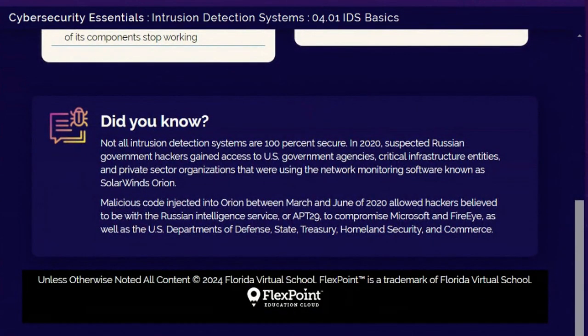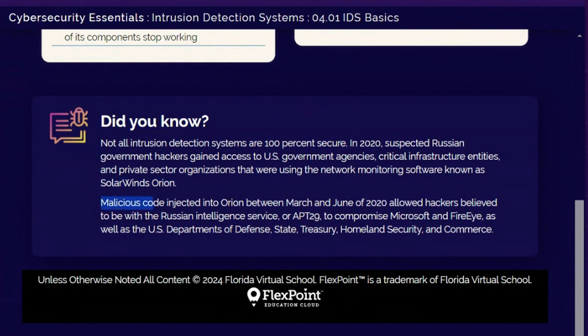Not all intrusion detection systems are 100% secure. Nothing is, unfortunately. In 2020, suspected Russian government hackers gained access to U.S. government agencies, critical infrastructure entities, and private sector organizations that were using the network monitoring software known as SolarWinds Orion. They found a vulnerability in there, and everybody that was using that, they were able to get in.